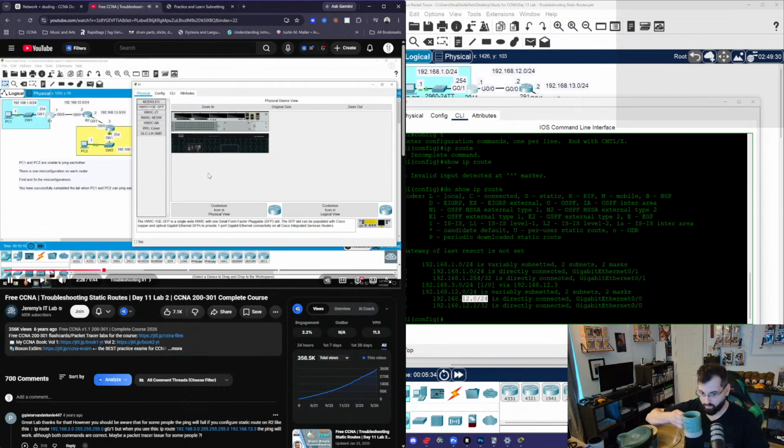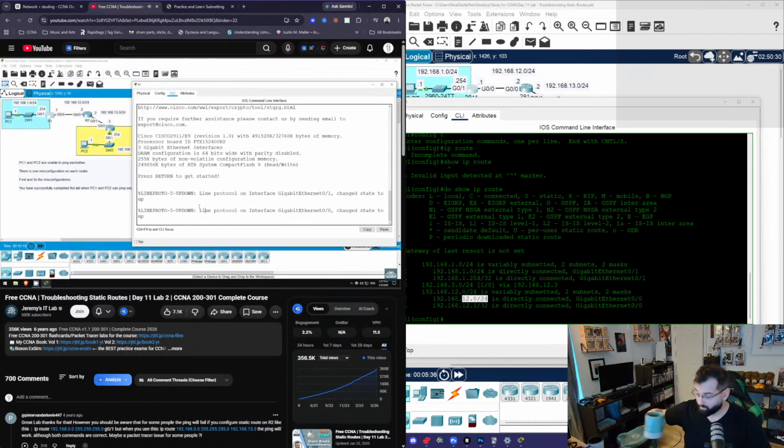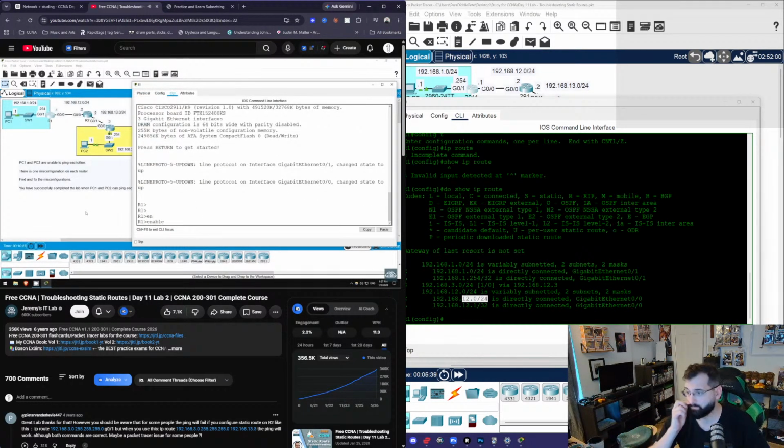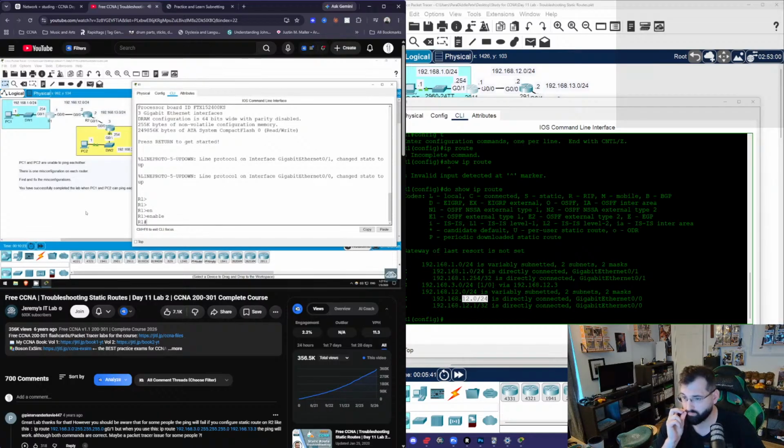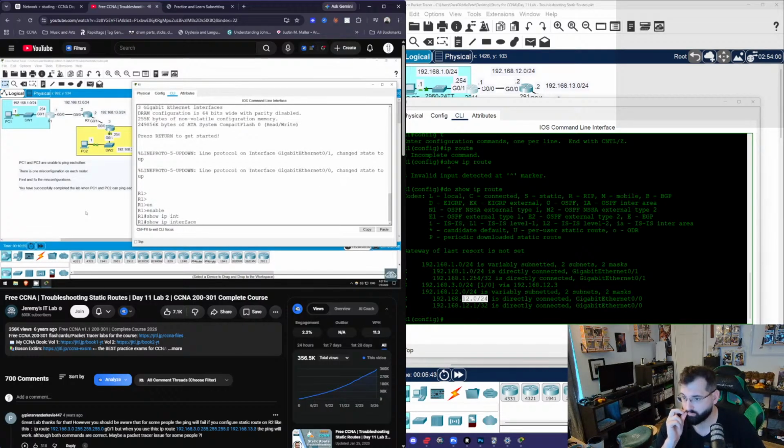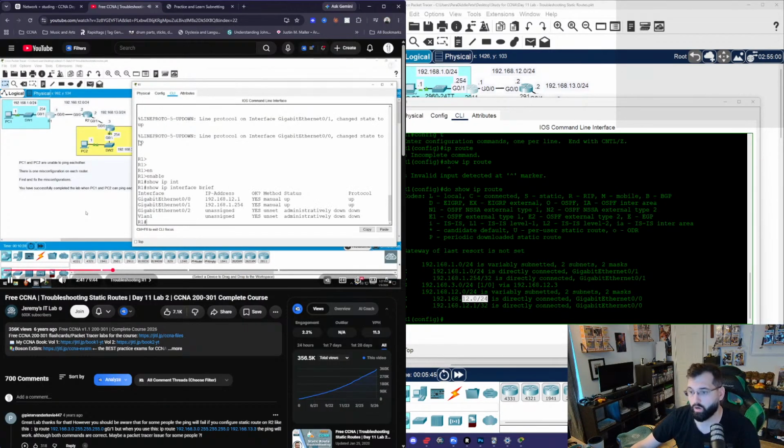Let's go on R1 now and see if we can find the issue. Enter privileged exec mode with enable. First, I'll check if the interface configuration is okay. Show ip interface brief. Okay, I didn't... Damn it! I didn't do this. The addresses are correct, and both interfaces are up. So the interface configuration is fine.